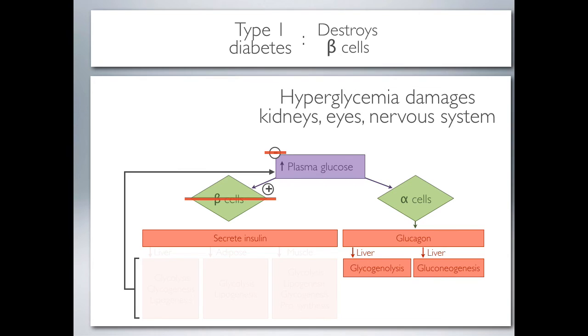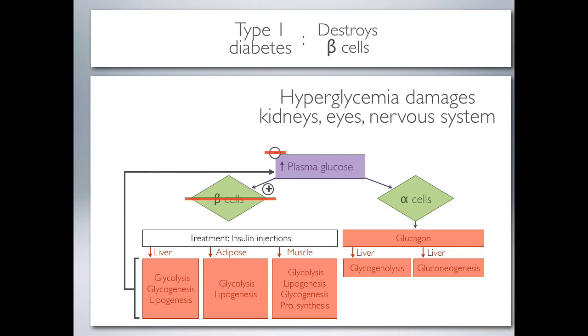And that means we have this situation of hyperglycemia. And hyperglycemia damages the kidneys, the eyes, your nervous system. Glucose might taste good, but it can be damaging at really high concentrations. So it makes sense that a solution to type 1 diabetes is to take the place of beta cells by manually injecting insulin. And so when you do that, you rescue these efferent responses, all of those responses that we itemized, to insulin.